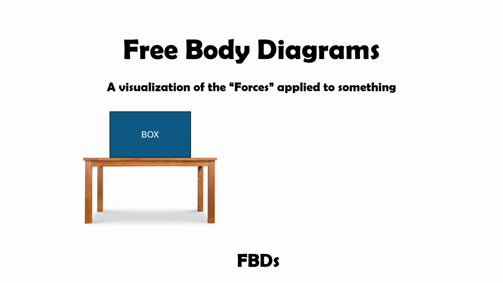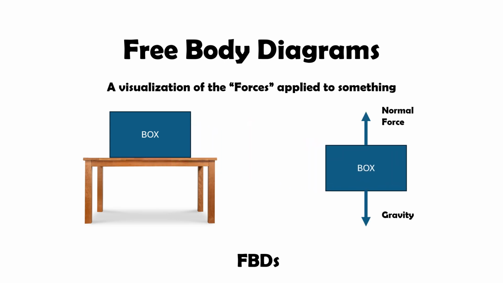For example, this box. If we remove the table, the box would fall. We can represent this as the box with forces or arrows that represent those forces of gravity and the resulting normal force instead.